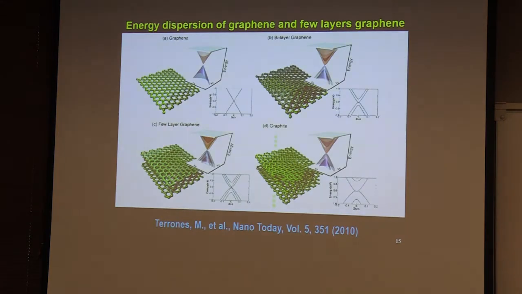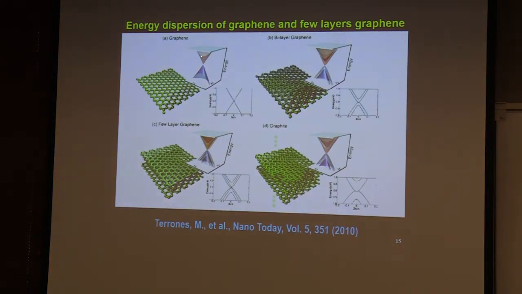So this is what happens, the band structure of graphene when you calculate it with DFT or tight binding. You have a linear dispersion of your energy versus your momentum. As soon as you add another layer, you have a parabolic dispersion. You add more layers, and you continue having the parabolic dispersion. So one layer is the important one.